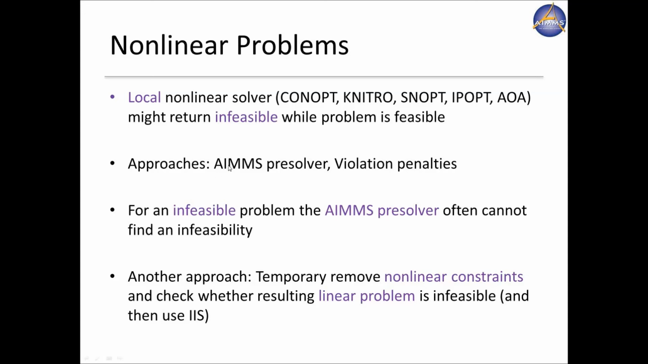But I have to warn you, for an infeasible problem, the AIMMS Presolver often cannot find an infeasibility because it only does bound reduction techniques, and the infeasibility might be somewhere else. So there are quite many cases where the AIMMS Presolver cannot detect the infeasibility. What you could do in that case is use another approach. For instance, you could temporarily remove all the nonlinear constraints from your problem. Then you get a linear problem, so it might be an LP or MIP, and you can check whether the resulting linear problem is infeasible. If that's the case, then you can, for instance, use the IIS again.